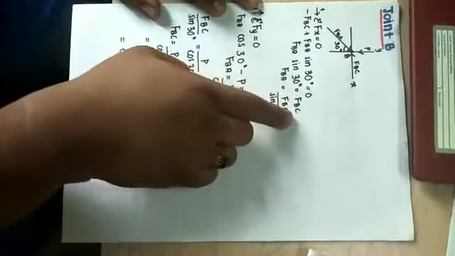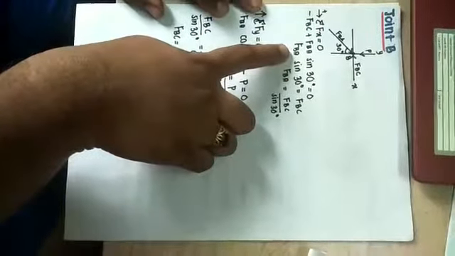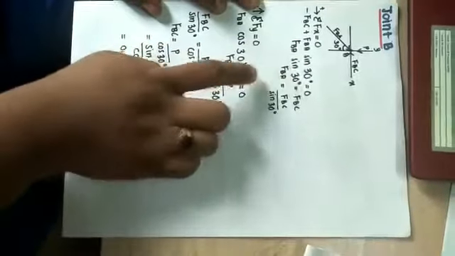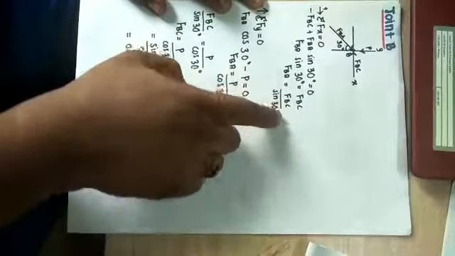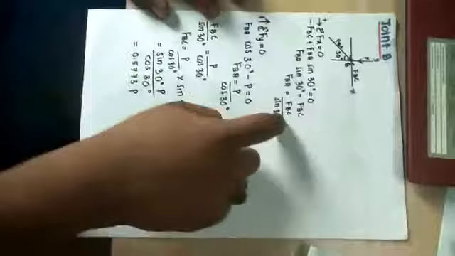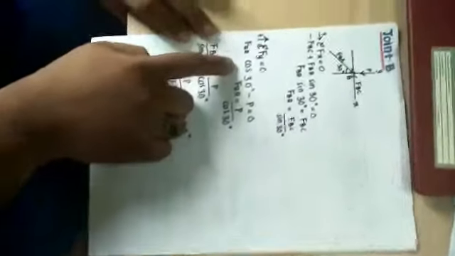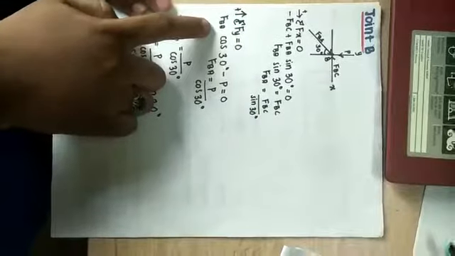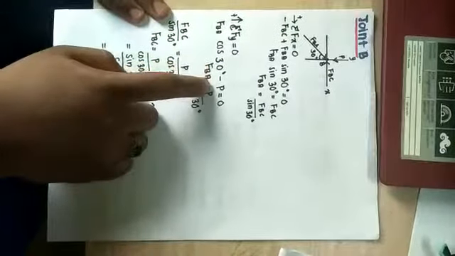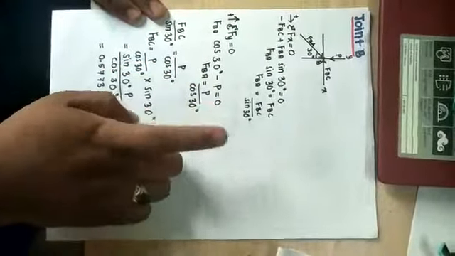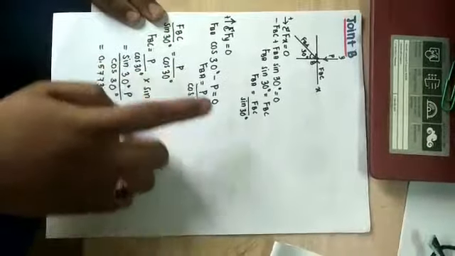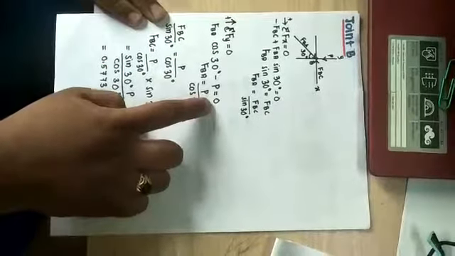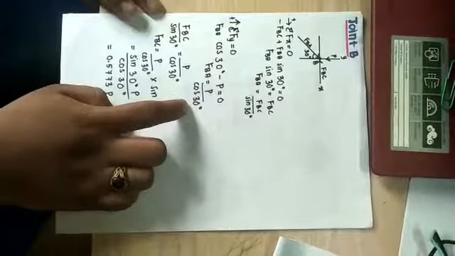So to get FBC, we get FBA sine 30. So FBA is equal to FBC over sine 30. This is the first equation. And the second one is the summation of y at joint B, is equal to FBA cos 30 minus P equal to 0. So to get FBA, we got P divided by cos 30.